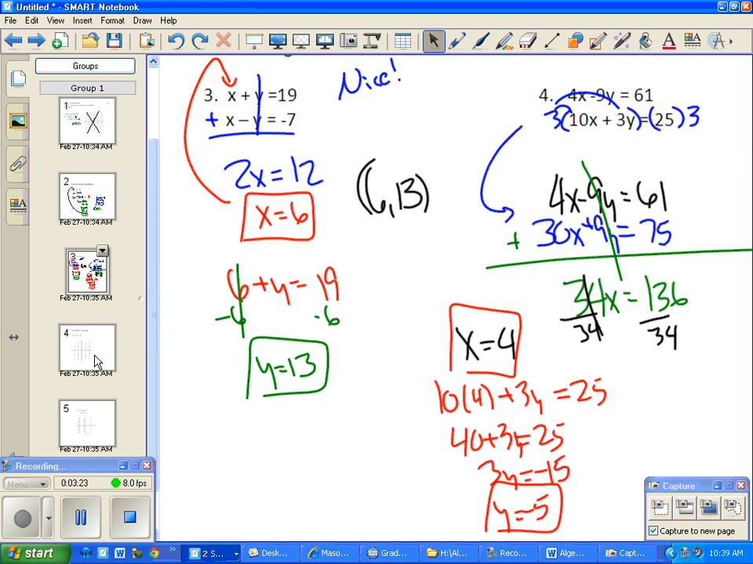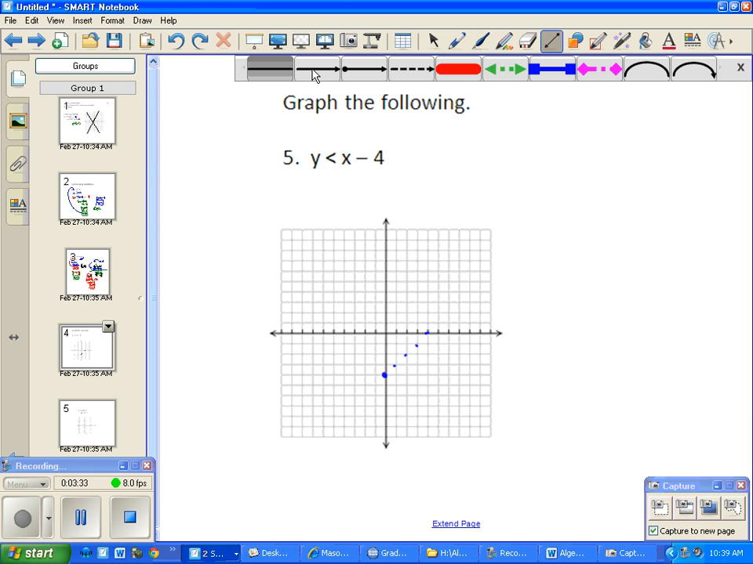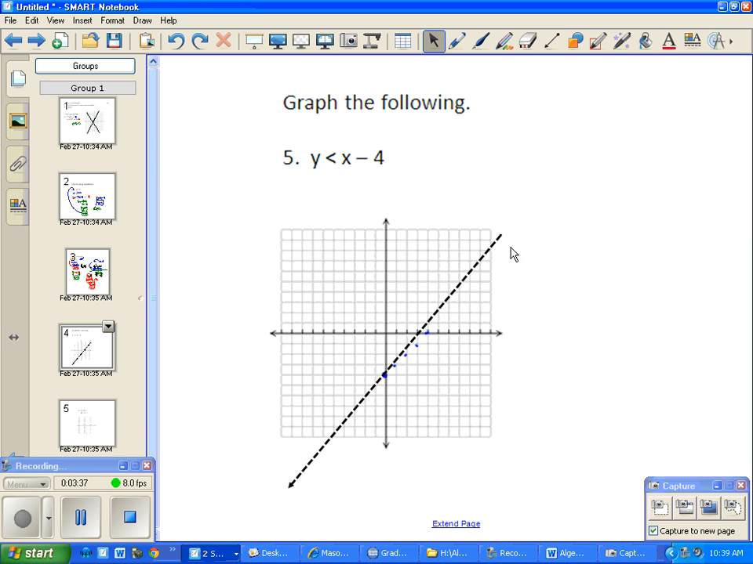Number 5, this is going to look a lot like slope-intercept. I'm going to go ahead and start at -4, put a dot, and then rise. My slope is 1 over 1, so start at -4, go up 1 over 1, up 1 over 1, up 1 over 1. And this is a dashed line because it's strictly less than, so you're going to use a dashed line.